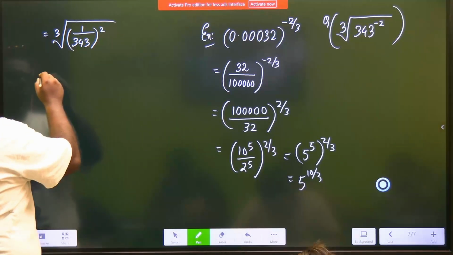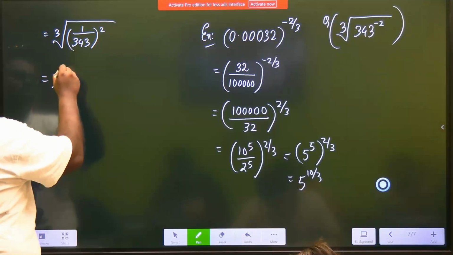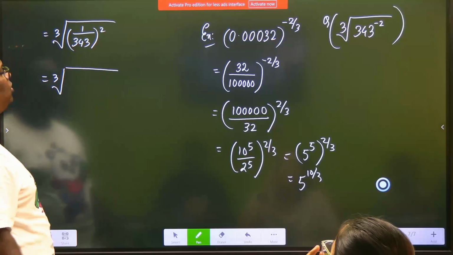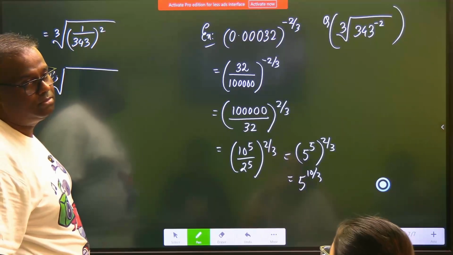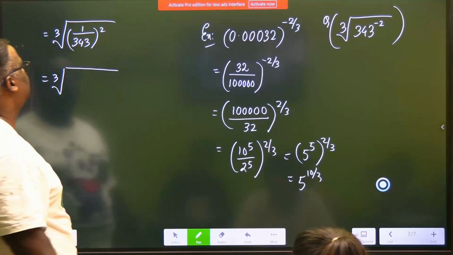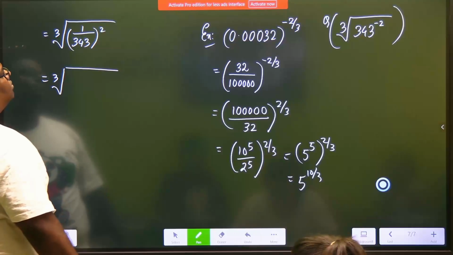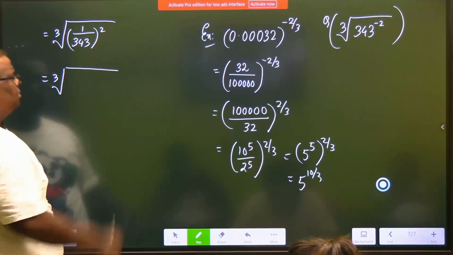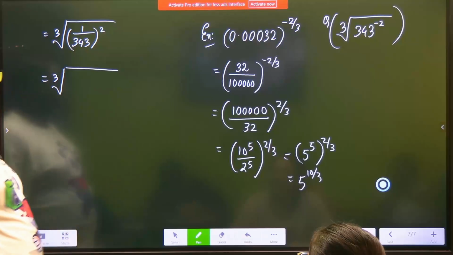343 means what? 7's cube. 1 by 3, 1 by 17. Because for that, 1 by 49. Solve this first.